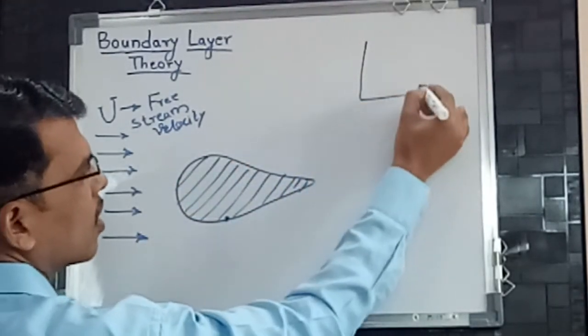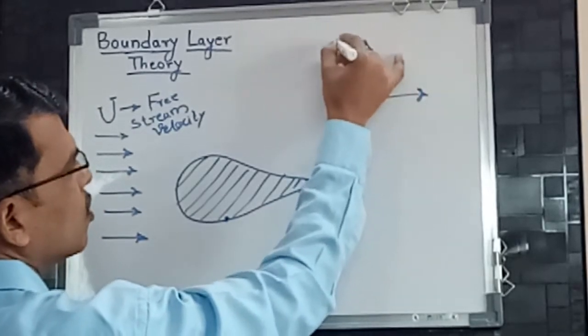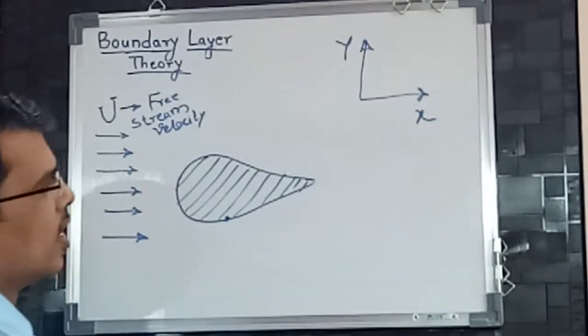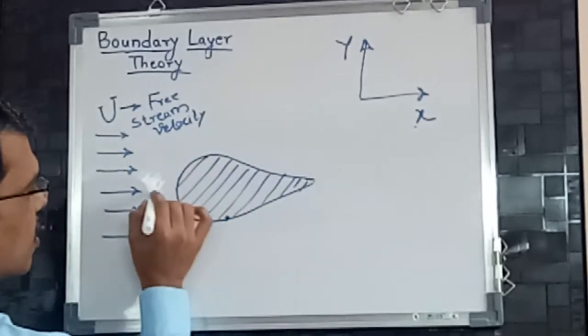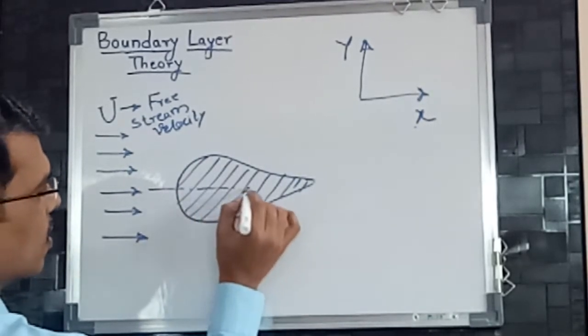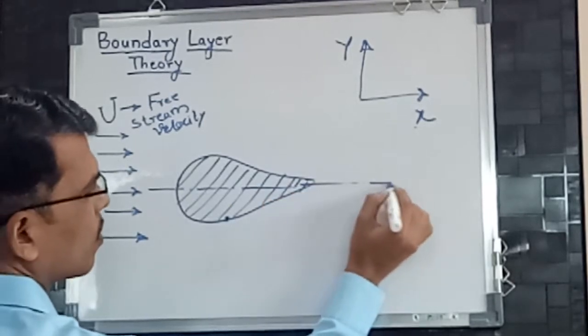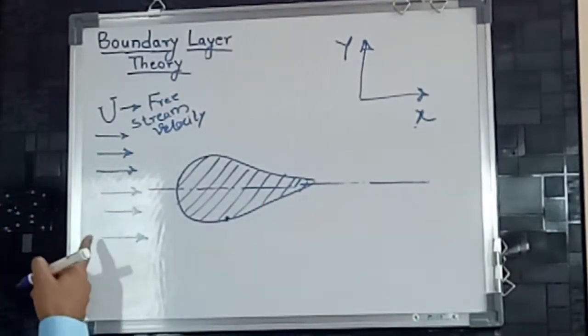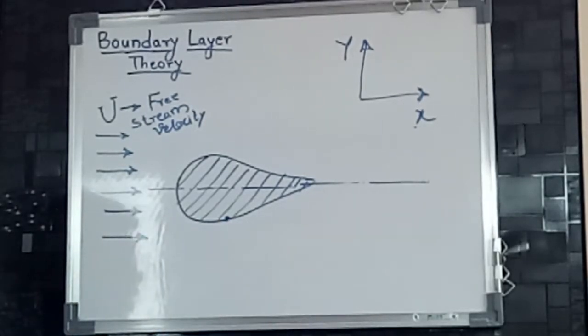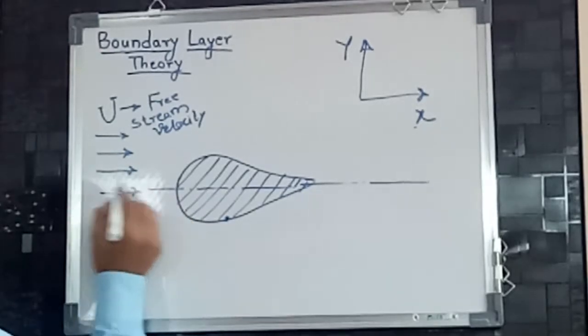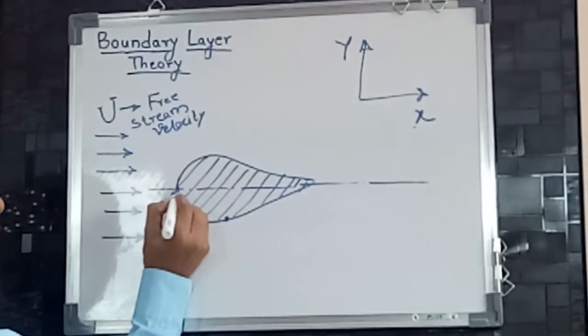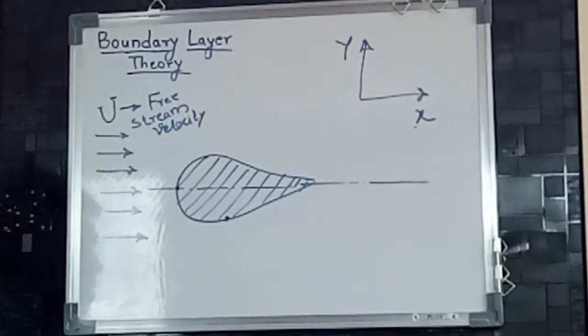Here, this is y and this is x. This x direction represents the direction of flow. Now see, whenever the fluid is flowing in a particular direction, if some object is there, what will happen exactly, we'll see. First the water will strike here at this particular point, isn't it?